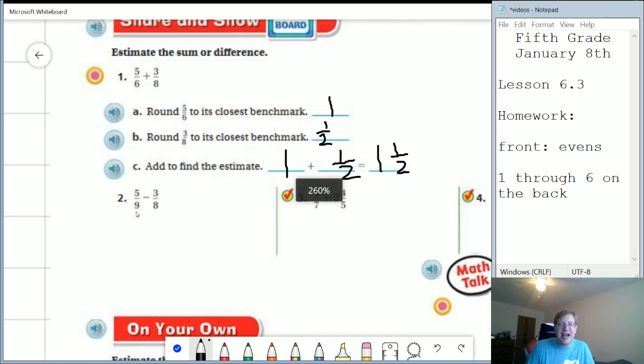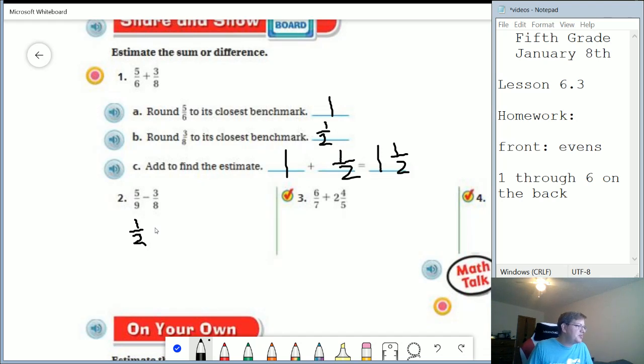We are not allowed to do 4.5 or 4 1/2 over 9. You'll be allowed to do that when we get into 7th grade. But for today, we're just going to say that this is closer to 1/2, because we are much farther away from 1 than we are from 1/2. And then 3/8 is going to come out being closer to 1/2.